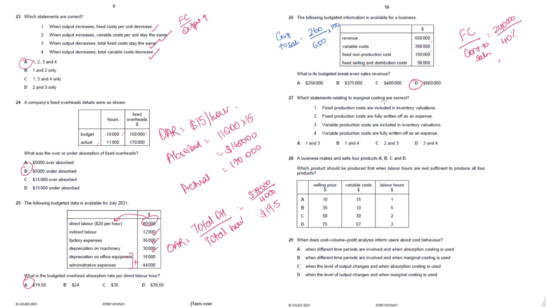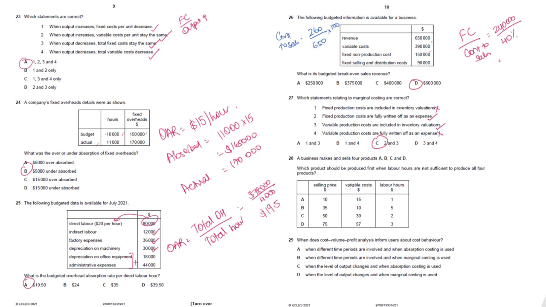Which statement relating to marginal costing are correct? Fixed production costs are included in inventory valuations. No, it is done only in absorption costing, not in marginal costing. Fixed production costs are fully written off as an expense. Correct. Variable production costs are included in the inventory valuations, which is true. Variable production costs are fully written off as an expense. No, only to the extent of goods sold are treated as an expense. Remaining is carried forward in the inventory value. So 2 and 3, 27C.